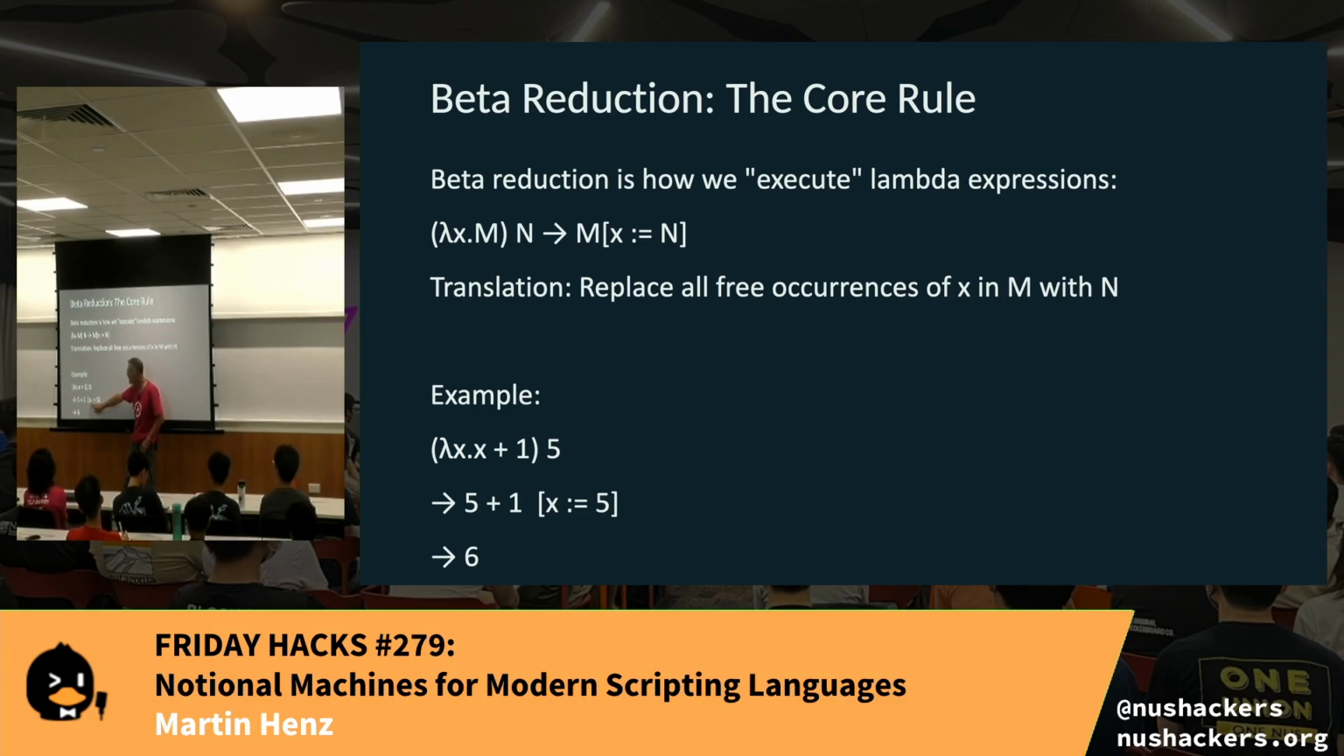This is a replacement. So wherever x is, sorry, I think I made a mistake here. So this should be x plus 1, where x is replaced by 5, and the result of that is then 5 plus 1, and the result of that is 6. All right.